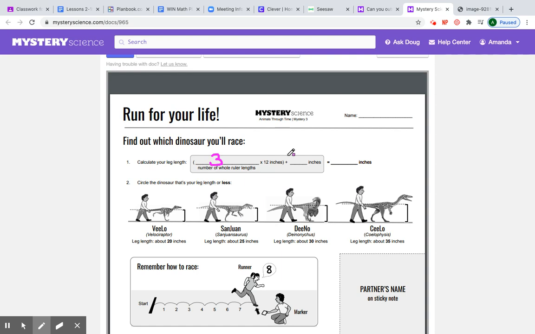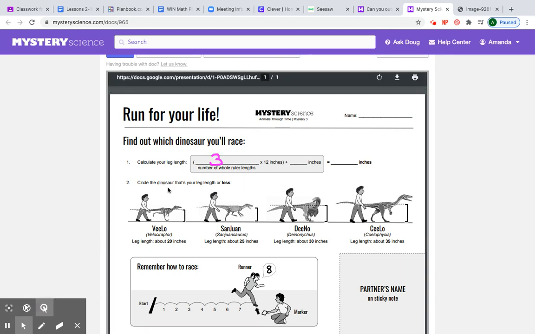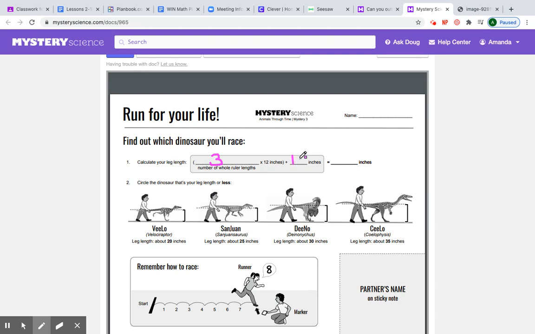All right, so 3 groups of 12 inches. Okay, so that's how many whole ruler lengths it was. Now I did have some left over. I actually had 10 inches left over, very close to another foot. So 3 groups of 12. I'm going to tell us right now because we haven't gotten that far with multiplication yet. 3 groups of 12 is 36. And what is 36 plus 10? That is 46 inches.